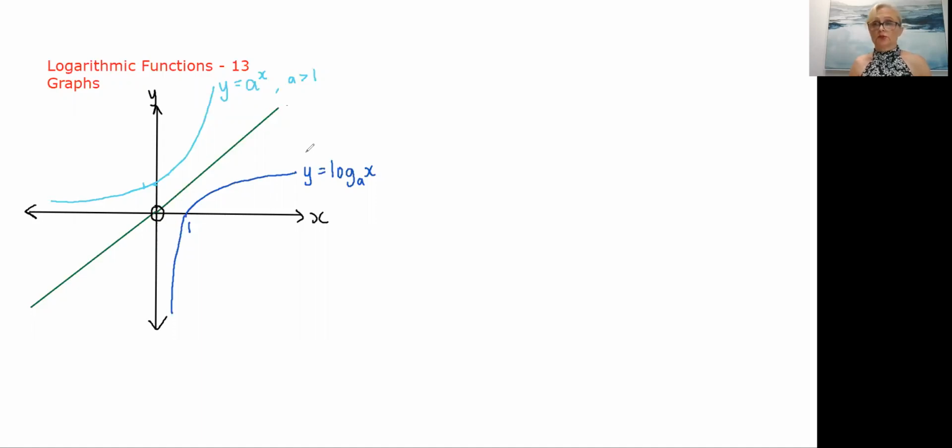Logs and exponentials are inverse functions. So if you have here the line, if this is the line y equals x, which it is, they will be mirror images of each other over that line. So if you imagine looking along that line and your y equals a to the x, if a is bigger than 1, it is going to look like that. If a is bigger than 1, y equals log to base a of x is going to look like that. Coming through here at 1, 0, and through here at 0, 1.